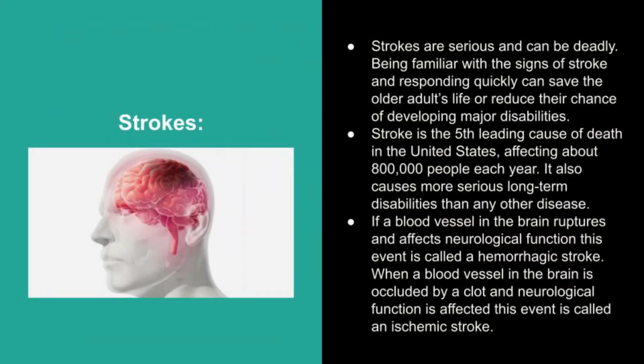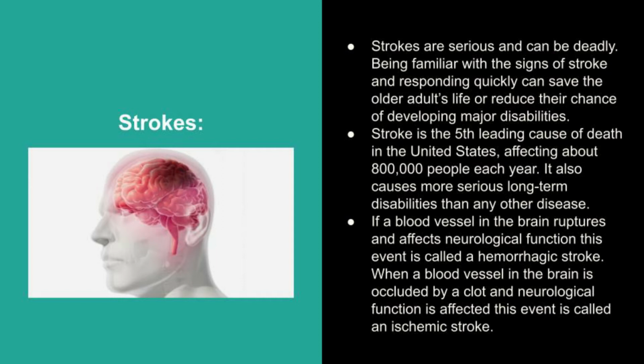The second subject we're going to talk about right now is stroke. Now, strokes are serious and they can be deadly. Being familiar with the signs of stroke and responding quickly can save the older adult's life or reduce their chance of developing major disabilities. Stroke is the 5th leading cause of death in the United States, affecting about 800,000 people each year. It also causes more serious long-term disabilities than any other disease.